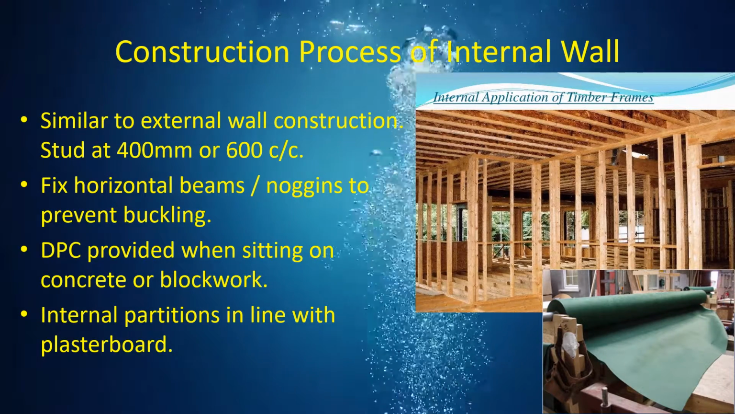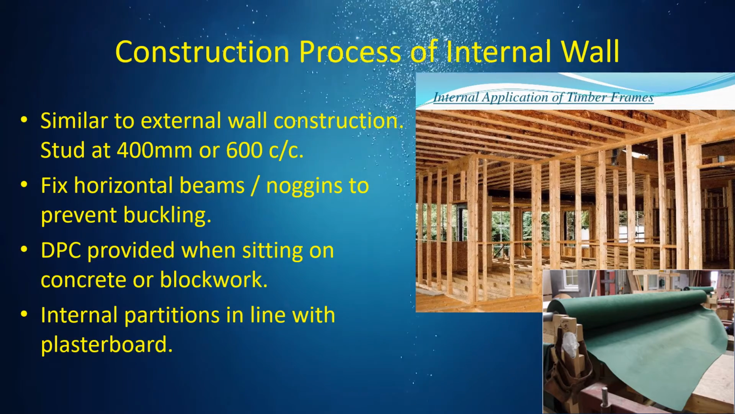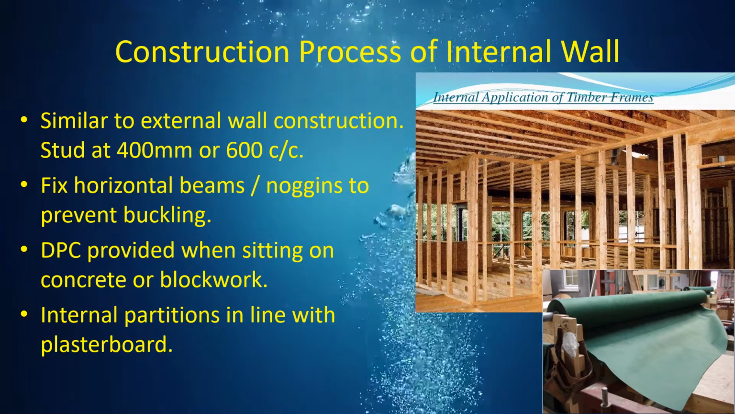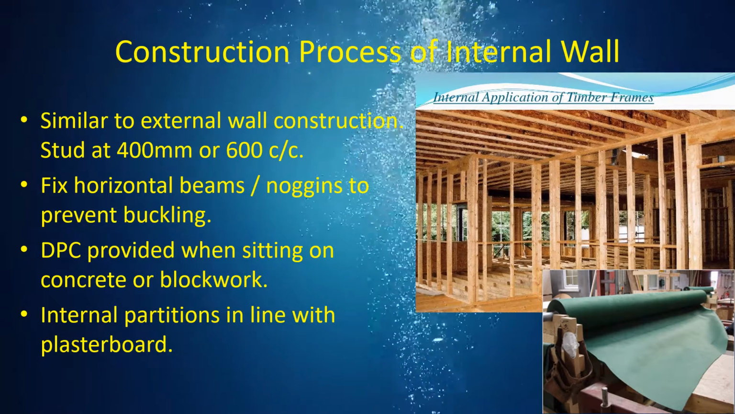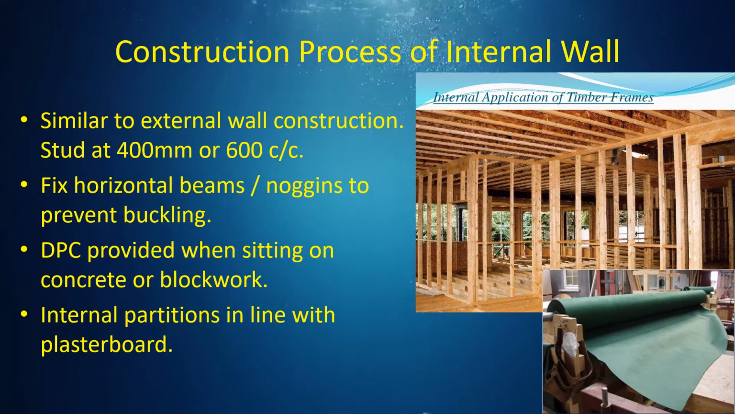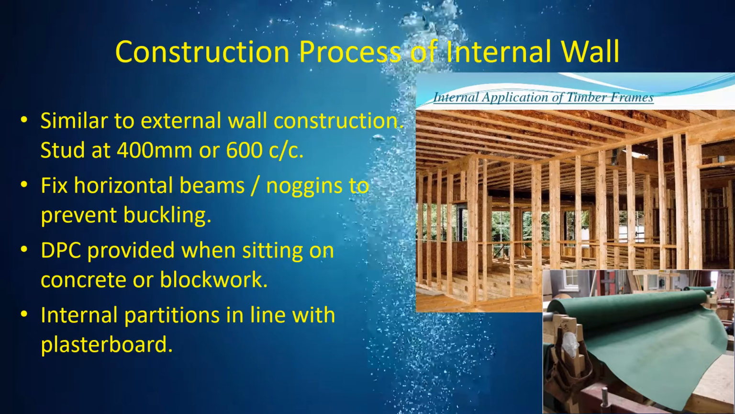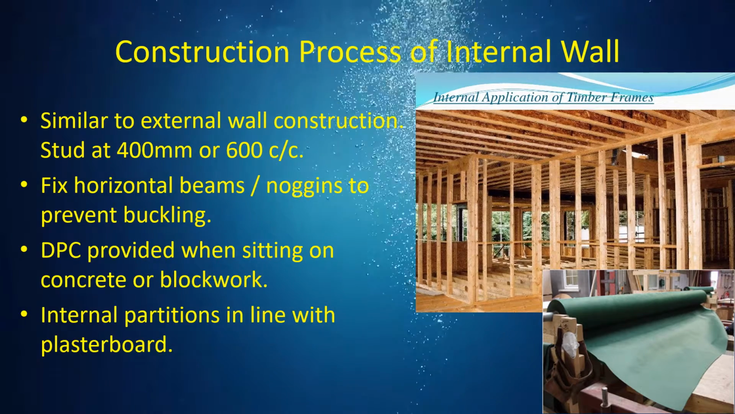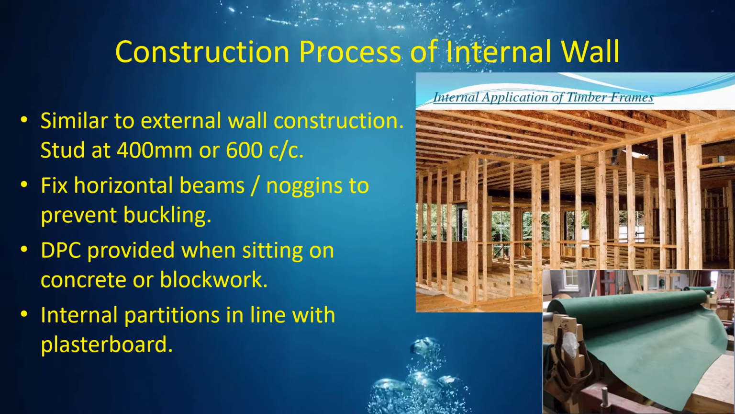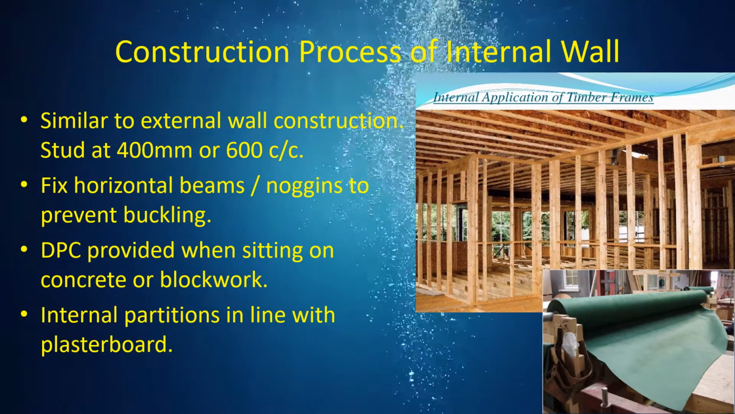The construction process of internal wall. Internal wall construction is similar to external wall construction. We start at either 400 mm or 600 mm center to center. Horizontal beams or noggins are fixed to prevent lateral buckling. A damp-proof course should be provided to the undersides of all ground floor partitions when sitting on concrete or blockwork.